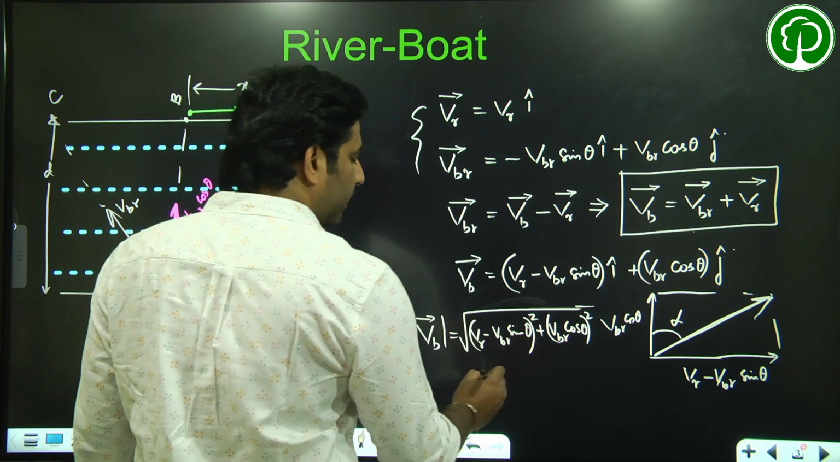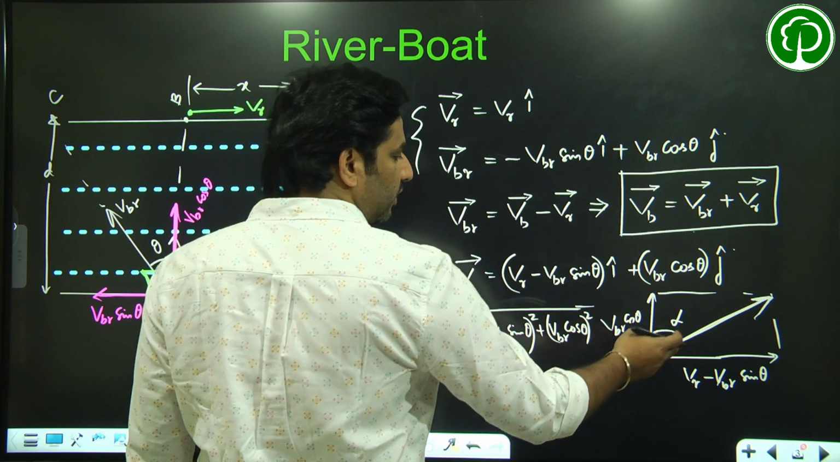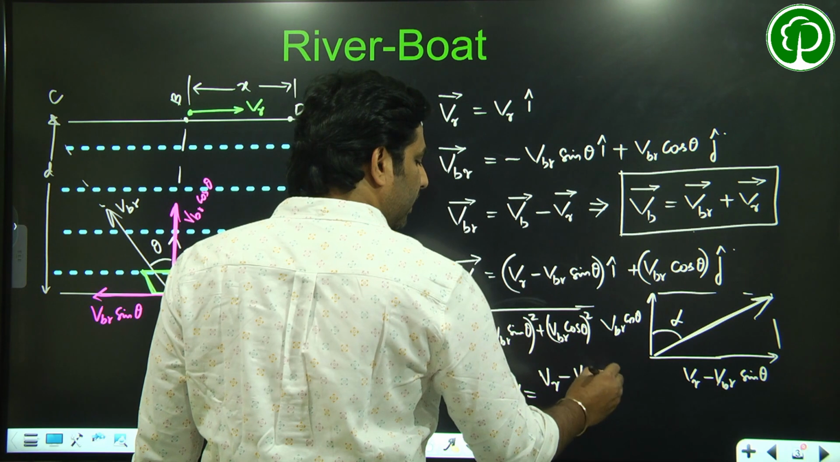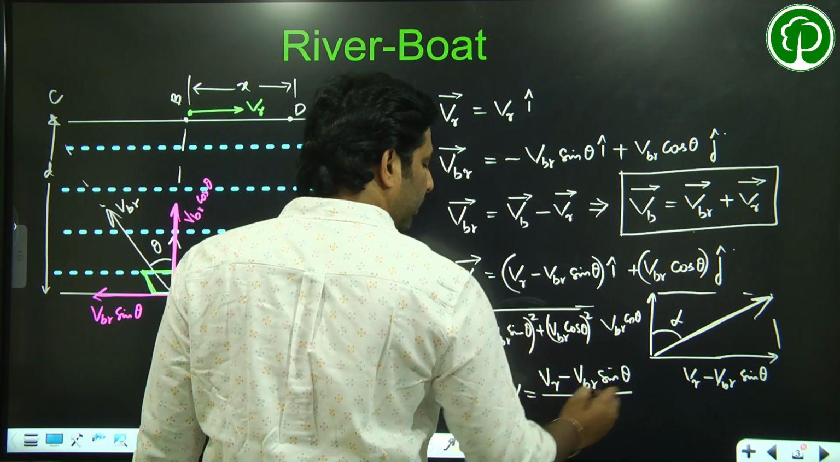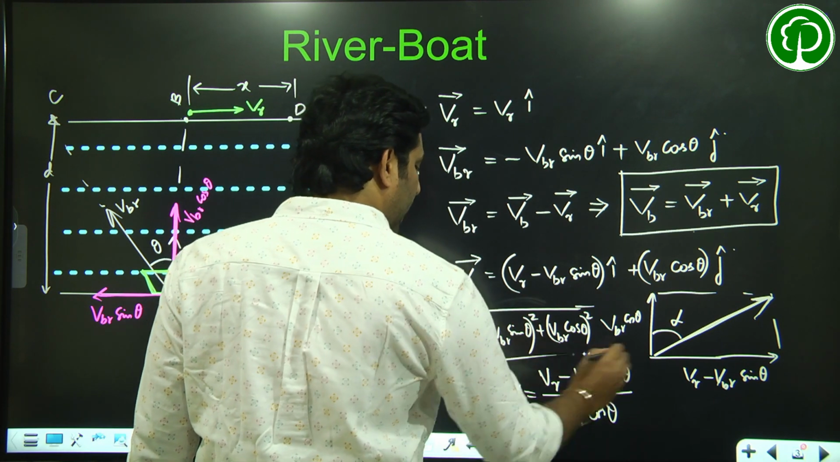And what is tan alpha, the angle that the boat is making with the vertical? So tan alpha is (VR minus VBR sin theta) by VBR cos theta. This is the angle.